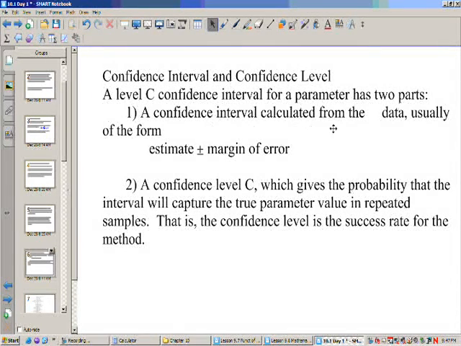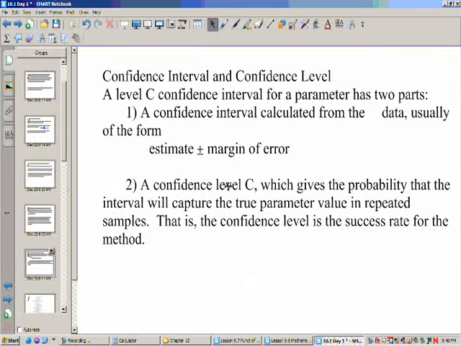The confidence interval is calculated from the data, usually in the form of an estimate plus or minus a margin of error. And you'll see this with presidential polls, or really any polls. They'll say Romney is winning at 40% in Florida, polling at 40% of the population, plus or minus 3. That plus or minus 3 is the margin of error. The 40% is the estimate.